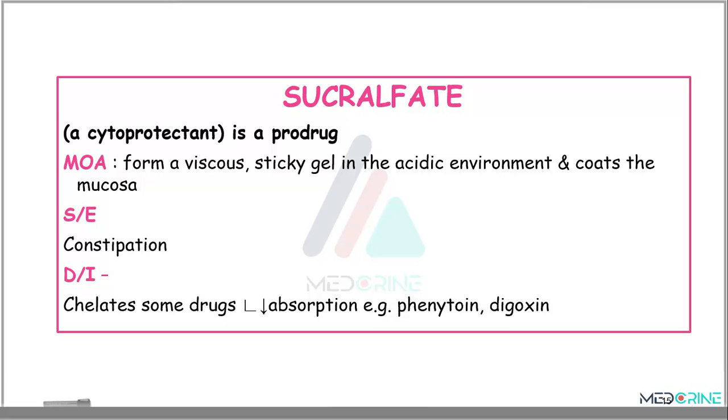We have another type of drug known as sucralfate. This is a cytoprotectant, forming a viscous sticky gel in the acid environment and coating the mucosa, and it's known to cause constipation. By looking at the drug interactions, sucralfate chelates some drugs, reducing their absorption, for example phenytoin and digoxin.